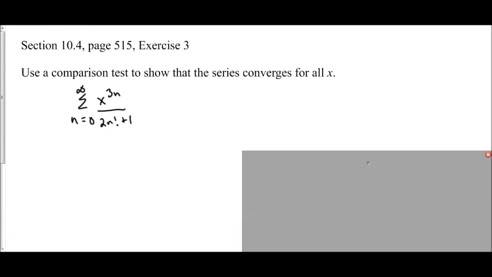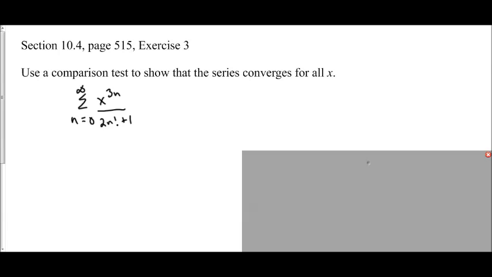Let's do section 10.4, page 515, exercise 3, which reads: use a comparison test to show that the series converges for all x. And for exercise 3, the series is the summation from n equals 0 to infinity of x to the 3n over (2n factorial plus 1).